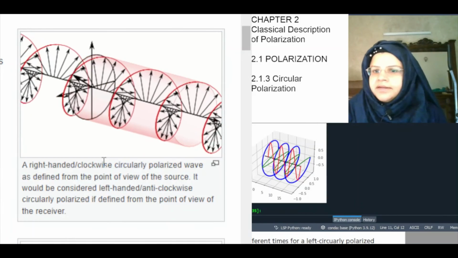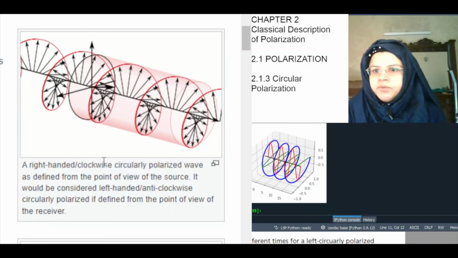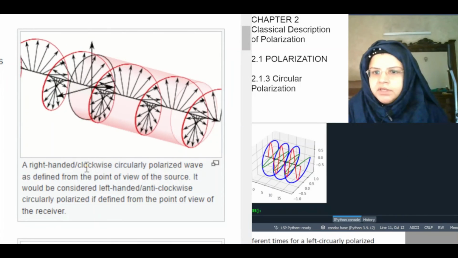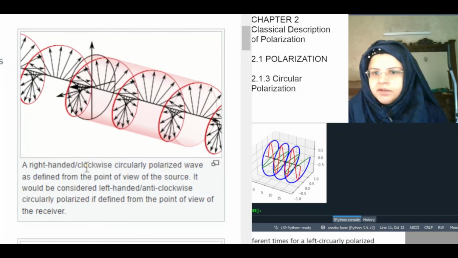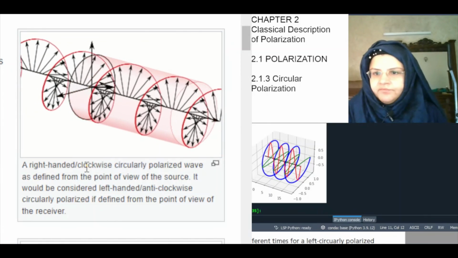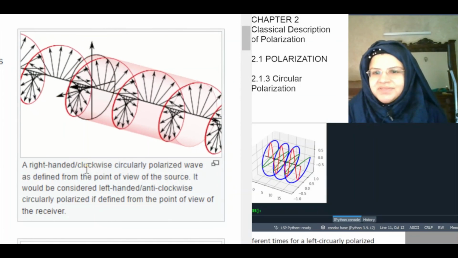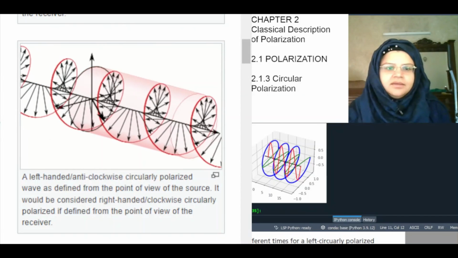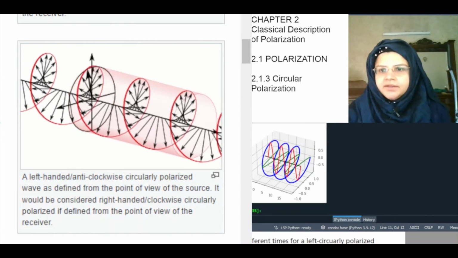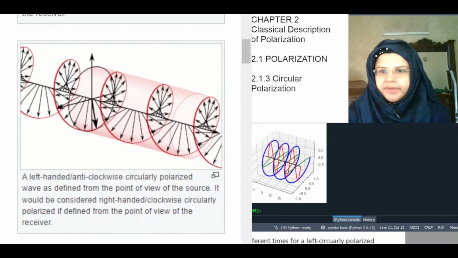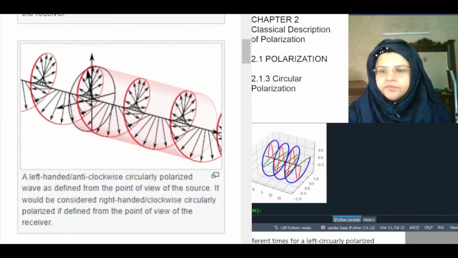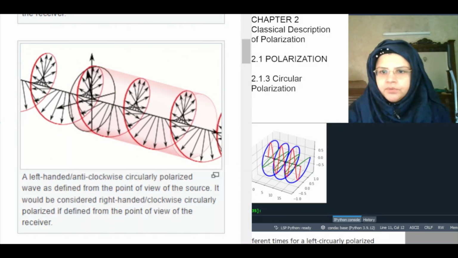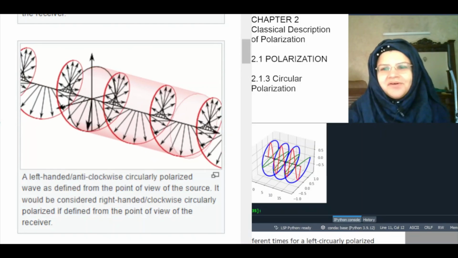A right-handed clockwise circularly polarized wave, as defined from the point of view of the source, would be considered left-handed anti-clockwise circularly polarized if defined from the point of view of the receiver. A left-handed anti-clockwise circularly polarized wave, as defined from the point of view of the source, would be considered right-handed clockwise circularly polarized if defined from the point of view of the receiver.